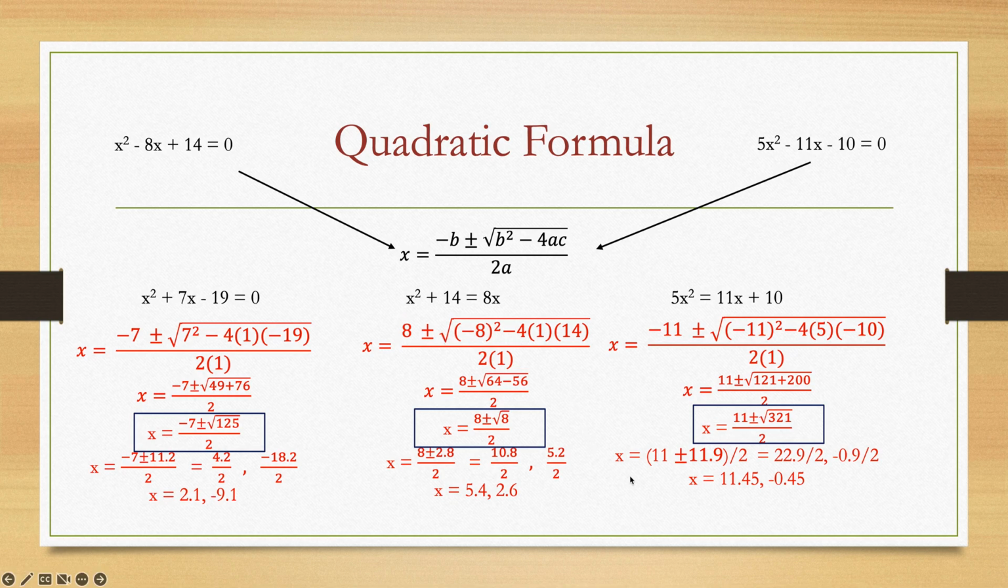And then if I want to do it as a decimal, I do 11 plus or minus 17.9, because that's what the square root of 321 is, over 2. Notice I put that in parentheses, so it's the whole thing over 2, which is 28.9 divided by 2, or negative 6.9 divided by 2. And I actually went out to 2 decimal places on this one. Any question on a quiz or test, it would tell you. I have 11.45 and negative 0.45. So that is how you use the quadratic formula. Sorry about my sloppy typing in places, but at least we have it all corrected, so now you can follow it through cleanly.